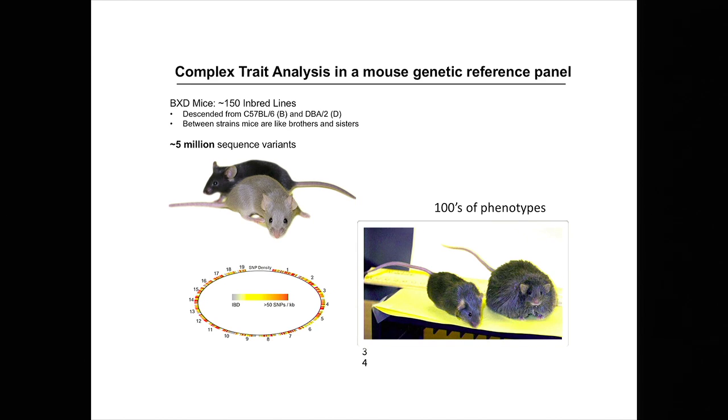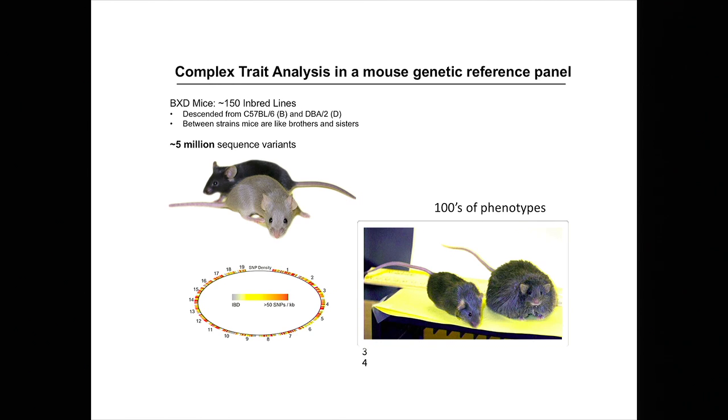And for that, we use the results of a large consortium. This is the BXD consortium. We have nothing to do with that. We just gratefully use the fruits of their labor, and this is a really fantastic resource. They basically created about 150 inbred lines of mice, where B stands for Black 6 and D stands for DBA. These are the two mice I already used once earlier in this talk.